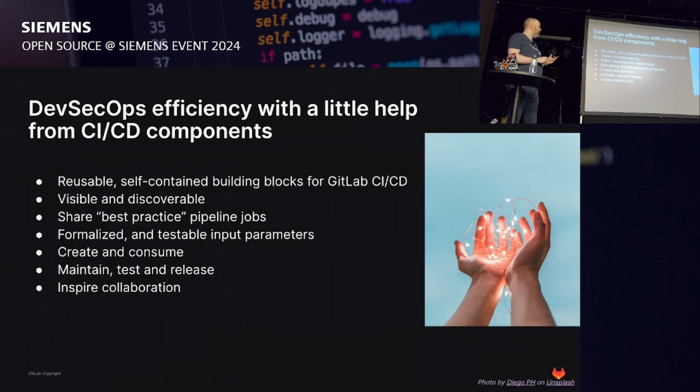So just to recap, getting more efficient. We have reusable, self-contained building blocks for CI/CD. It's visible and discoverable. We can share best practices. It's formalized and testable with inputs or input parameters. You can create and consume them. And anything from maintaining them and collaborating on them should be relatively straightforward.